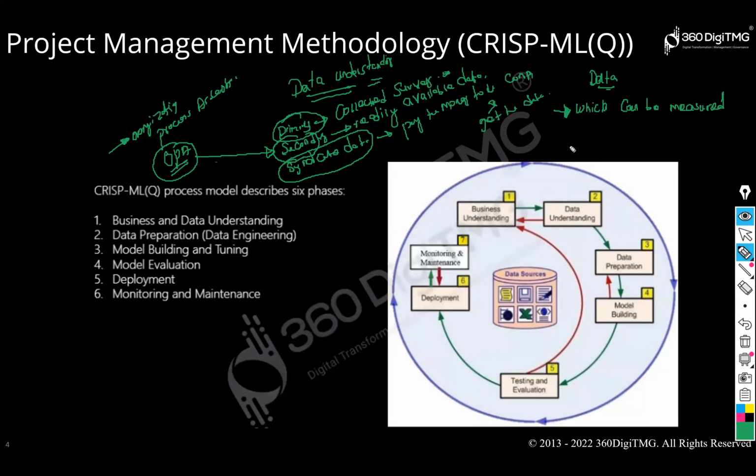Why do we have to measure? Because we use it for the analysis. Once we measure the data, we can use it for the analysis. Why is analysis required? Because first we will measure the data which can be measured, then we will use it for the analysis. Once analysis is done, it is transferred to model building.